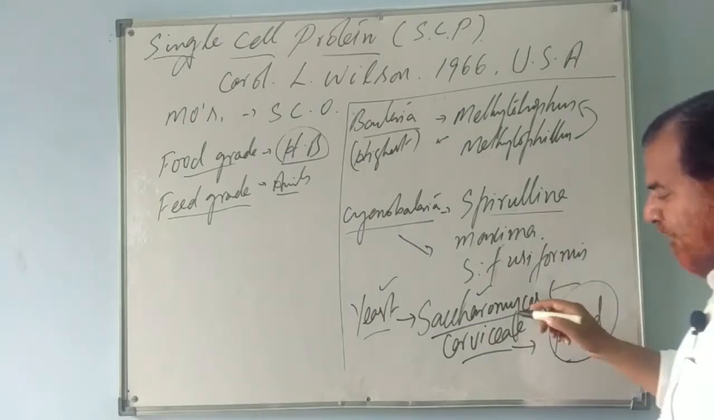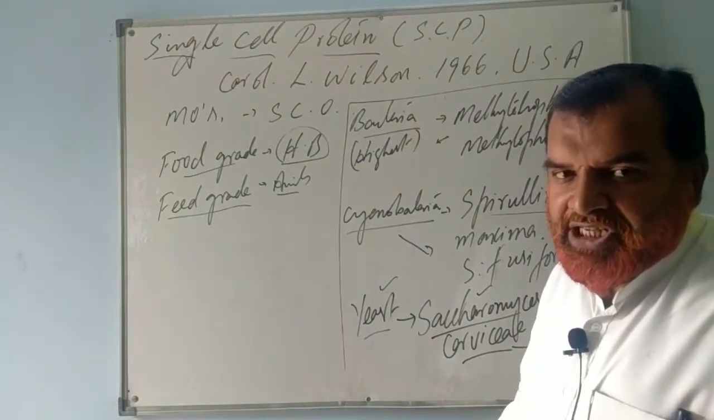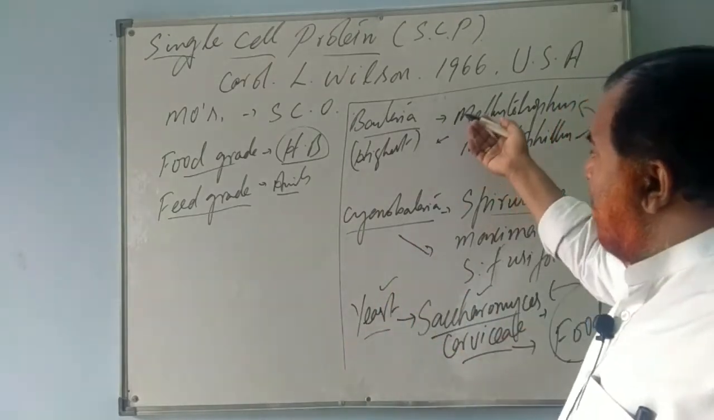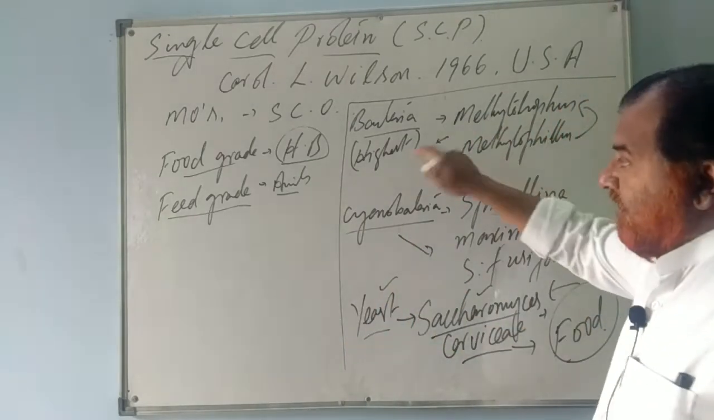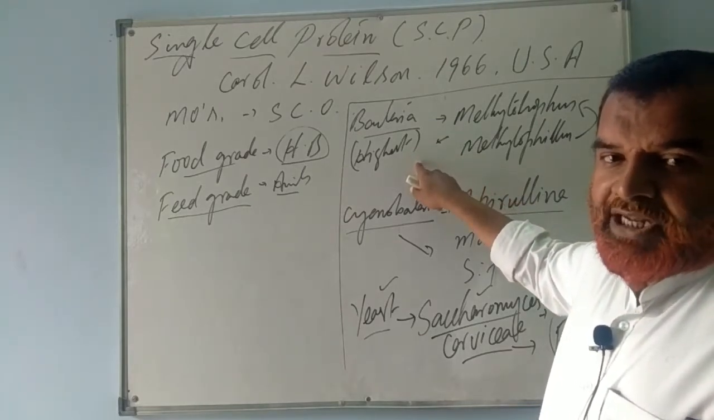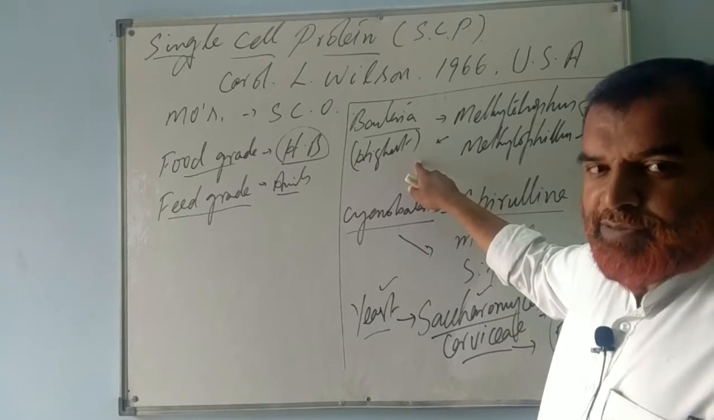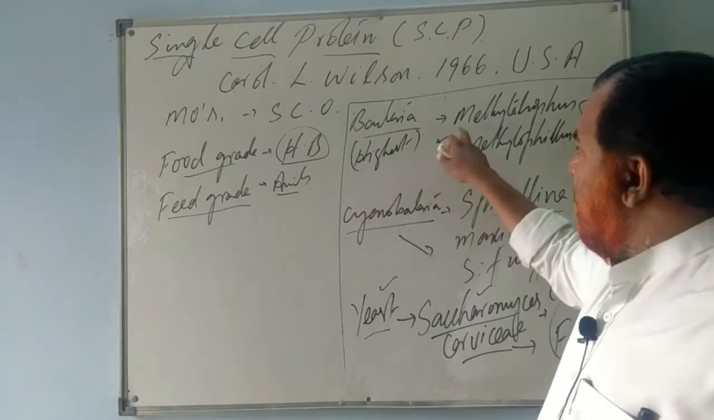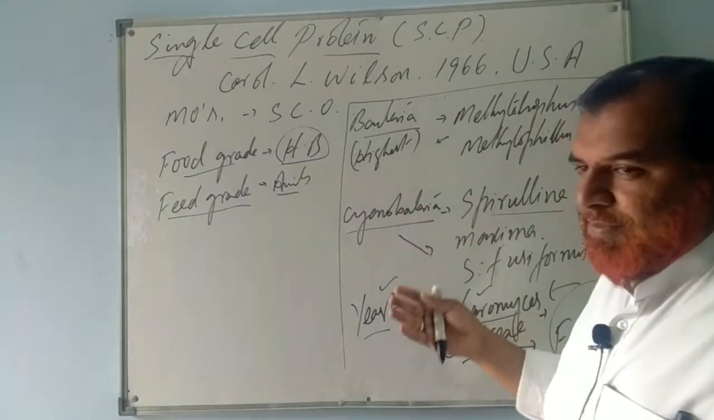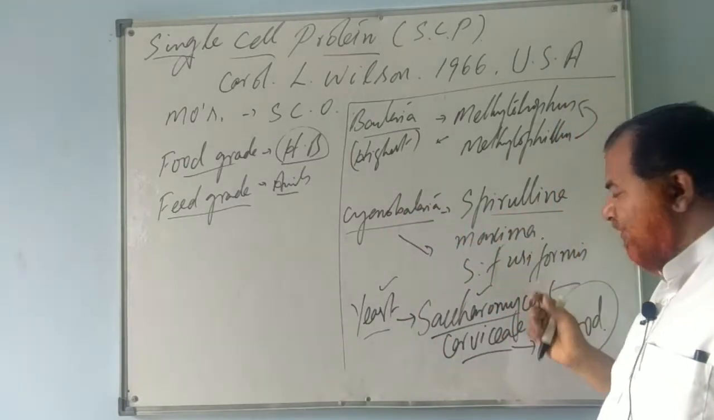The protein produced by Saccharomyces cerevisiae yeast is tested and approved as food grade, whereas the protein produced by Methylophilus methylotrophus is not. This also can be asked in NEET: identify the bacteria that produces the highest amount of single cell protein. You can write Methylophilus methylotrophus. For cyanobacteria, I gave the examples Spirulina maxima and Spirulina fusiformis.